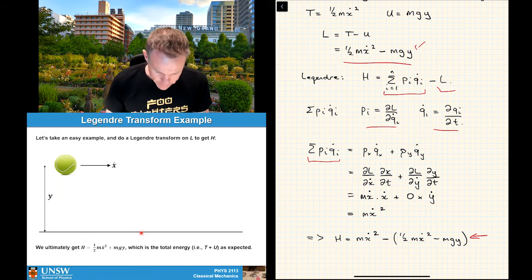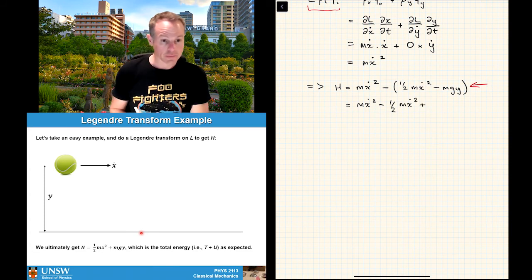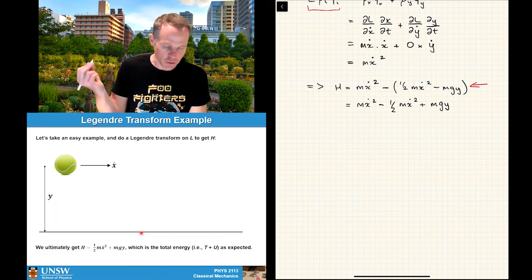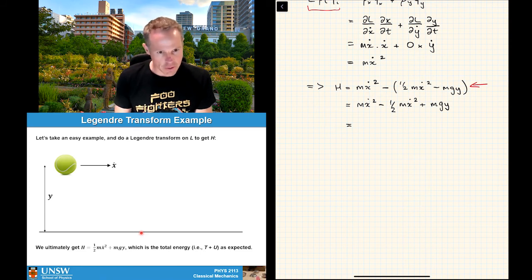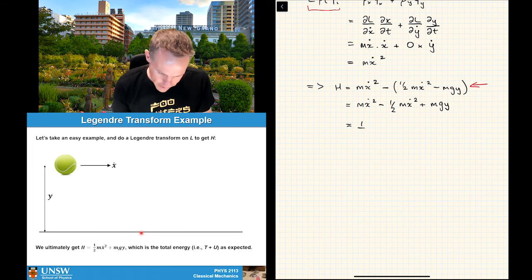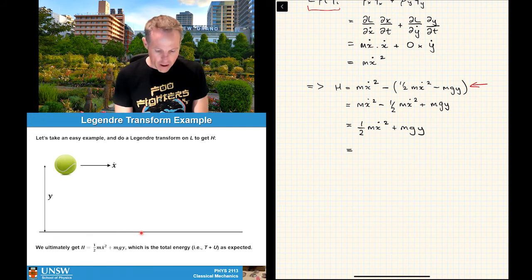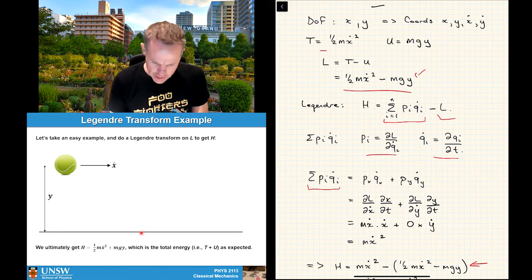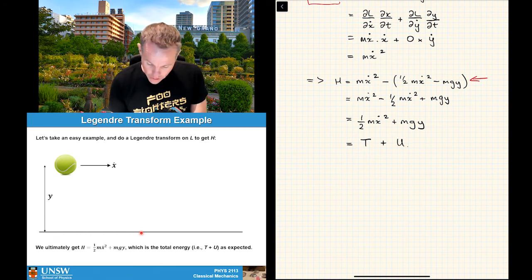Okay. If I now go down and do this, this is going to be mx dot squared minus a half mx dot squared plus mgy. Okay, same as I did when I did that example in the first half of a random function, you know, u squared plus w with my Legendre transform. And then, of course, mx dot squared minus a half mx dot squared is a half mx dot squared plus mgy. And now I've got my Hamiltonian, okay? And you'll notice that if we consider back up what our kinetic energy was and what our potential energy was, this thing is now the kinetic energy plus the potential energy, which is equal to the total energy.